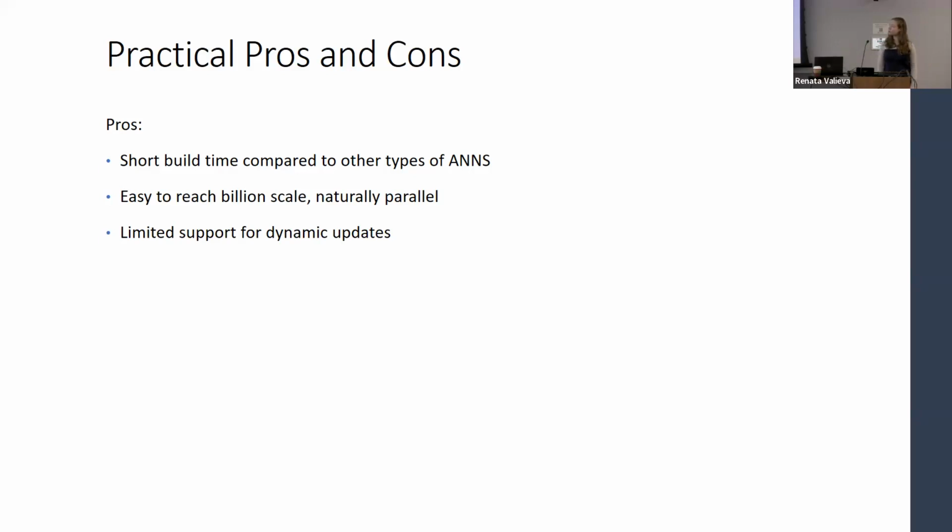It has limited support for dynamic updates. By this, I mean insertions and deletions during the process of querying. I say limited because by the method, you can just insert and delete points out of your hash buckets. But in real life, distribution shift might become a problem. So if the point set that you started out with is very different than the point set that you end up with after, say, a day of updates, the original hash functions you chose might not work out that well, and you might have to rebuild it. So this is why I say it's limited.